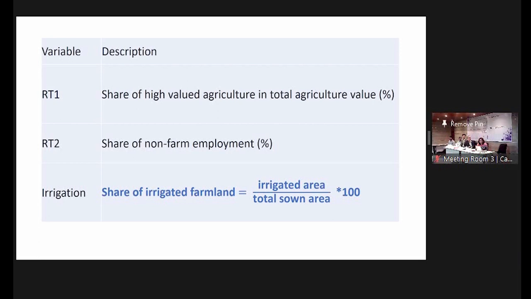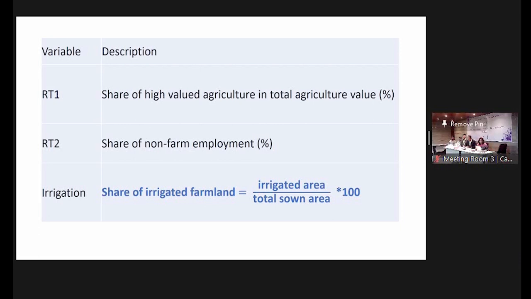So we will see how much is the share of the high valued in total. Theoretically, as the share of the high valued increases, that is an indication that rural transformation is happening and the people are moving from the low value crops towards the high value crops. So that will be regarded as the high value for RT1.